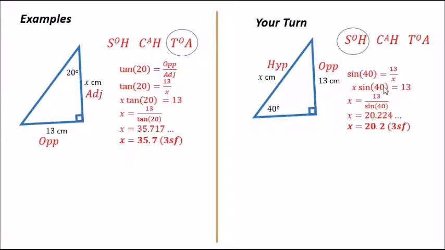If you just decided to divide by 40, then it would not work. You have to divide both sides by sine 40, not just the 40. You can't just divide by whatever's in the brackets. It doesn't work like that.